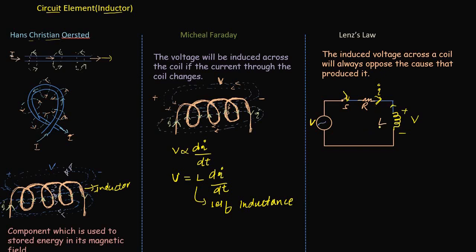Now according to Lenz's law, we can write down this equation in the form V equals minus L di divided by dt. This negative sign represents that this induced voltage will always oppose the cause that produced it.